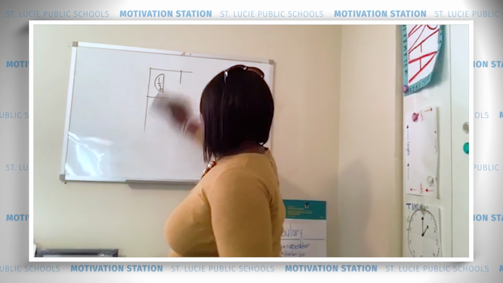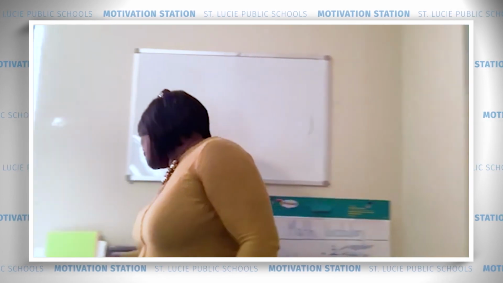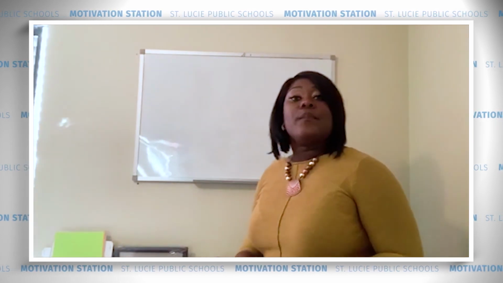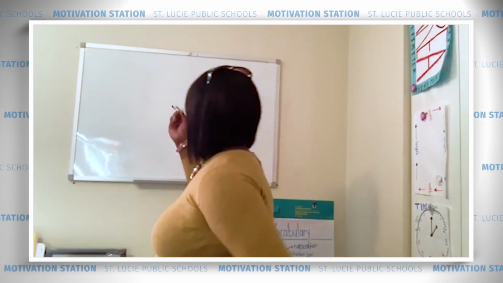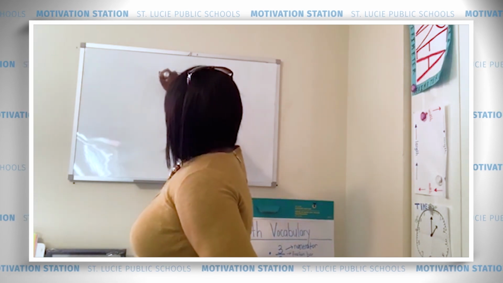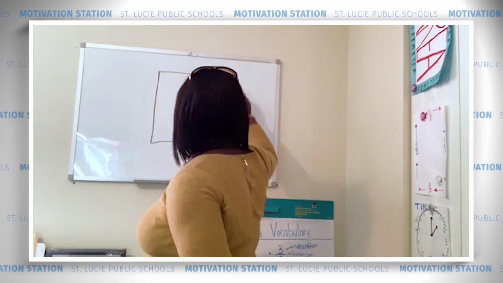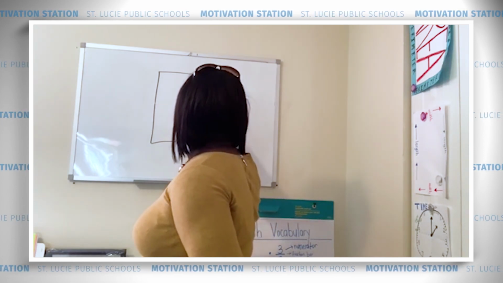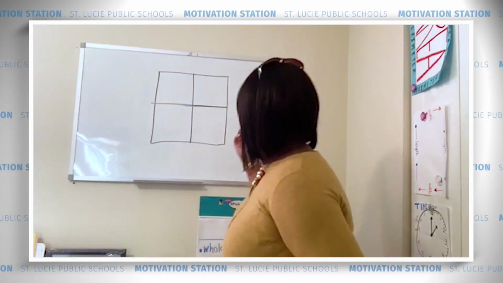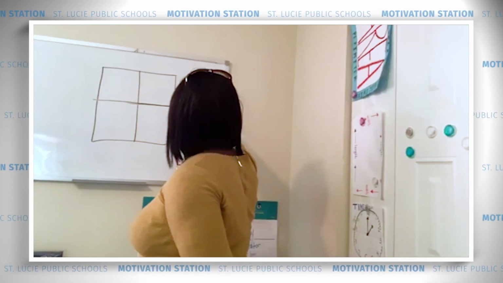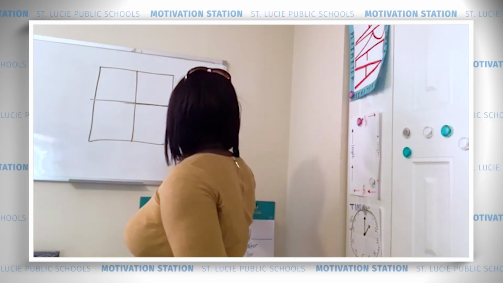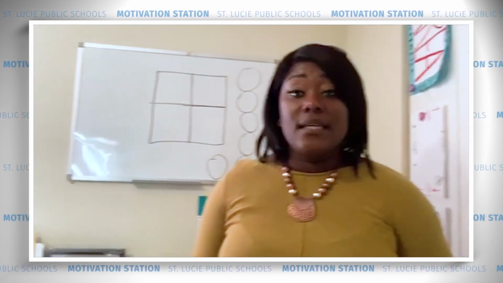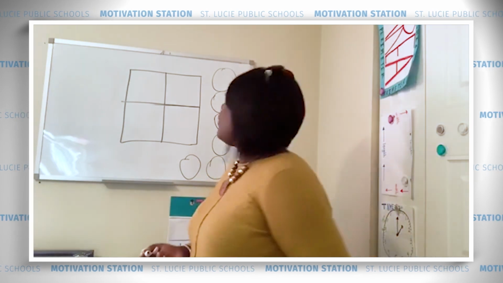Okay, let's take a look at the problem on page 29 of your workspace workbook. So we still have four people, but this time we have six cookies. How do you share six cookies with four people?